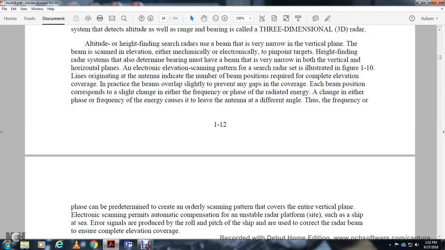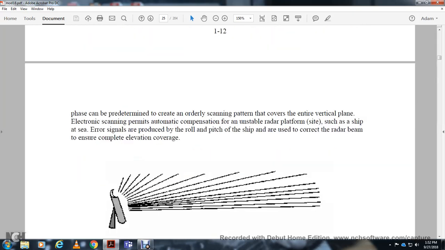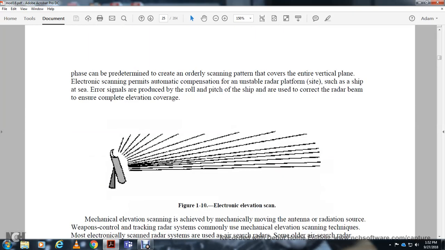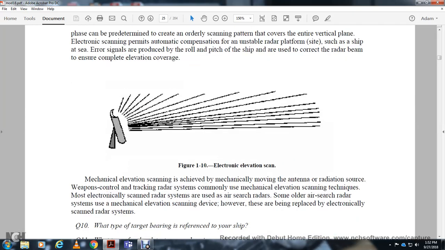Electronic scanning permits automatic compensation on unstable radar platforms such as a ship. The error signals produced by the roll and pitch of the ship are used to correct the radar beam to ensure complete elevation coverage. Figure 1.10 shows the electronic elevation scan.